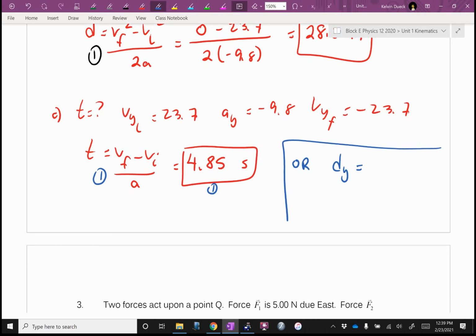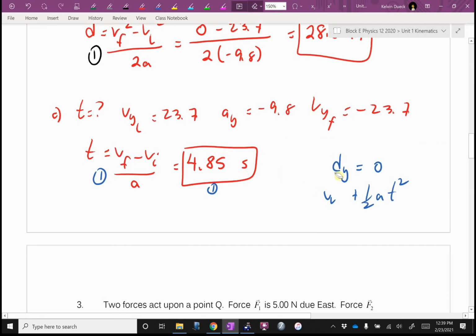0. You could actually use dy equals 0, and you get 0 equals VIT plus a half AT squared. And you can solve that quadratic, and it'll work. So Vy initial would go there, negative 4.9 will go there. C in the quadratic term will be 0, and you'll also get the 4.85. It's just way more work. I would never do it that way. But it does work.